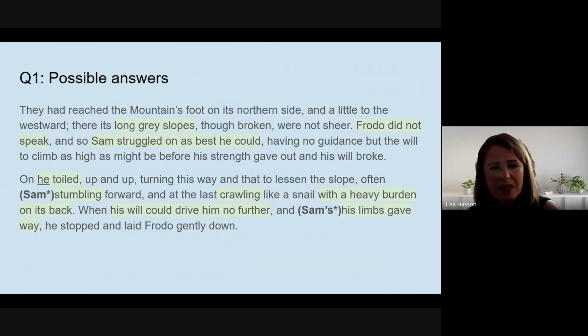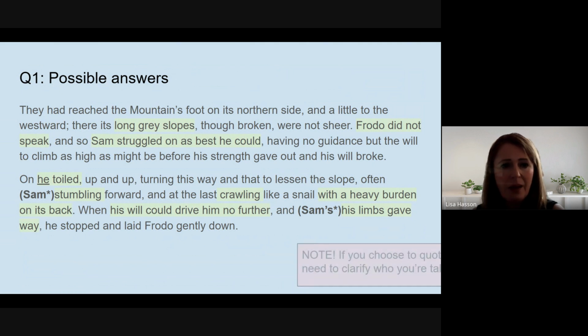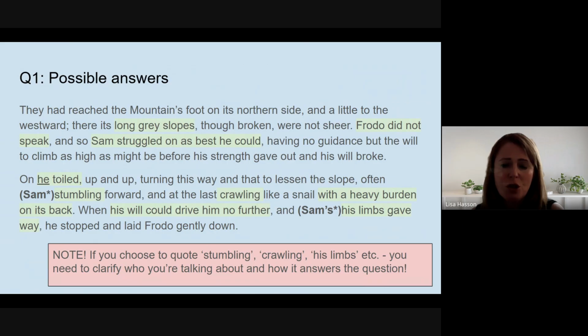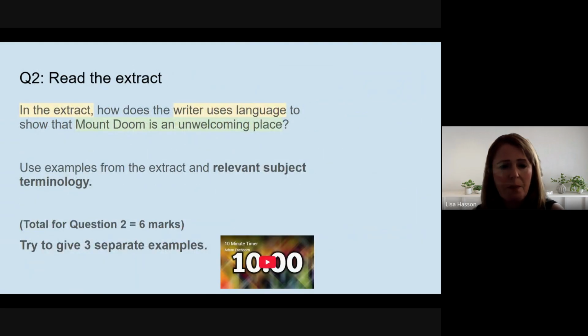But anything else here that's highlighted, such as the idea of stumbling or crawling or a heavy burden on his back, all of those indicate a difficult journey, but they may need a little bit of an explanation, which of course takes time. So if you choose words like stumbling, crawling, his limbs, you might need to clarify what you're talking about and how it helps you to answer the question.